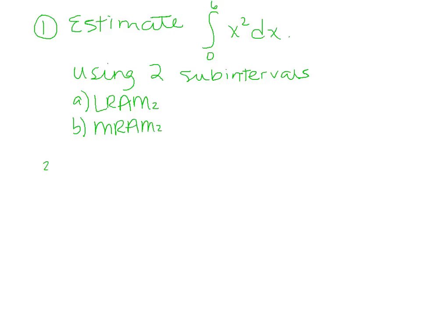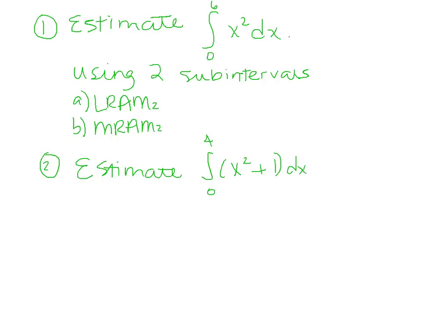And then for the second one, same directions, we'll have you estimate. And this time we'll do the definite integral from 0 to 4. And we'll have our integrand be x squared plus 1. And this time I'll have you do RRAM. And let's just go ahead and use, do you want to use 2 or 4? Well, let's just use 2 again. And this time do MRAM 2.